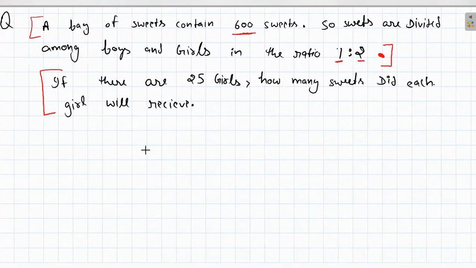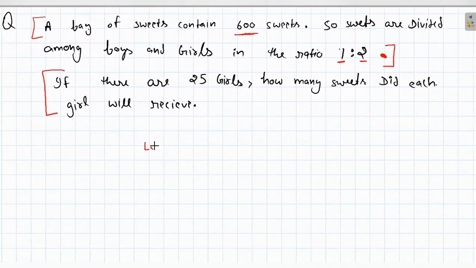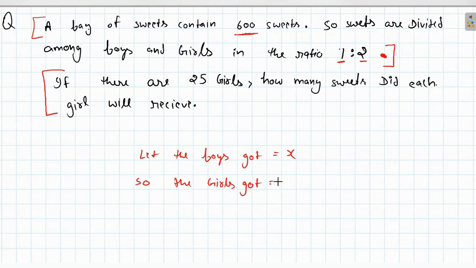Let the boys receive x. The boys got x. Yes or no? So how much will the girls get according to this ratio? x times 2, so 2x. Perfect, they are receiving double.